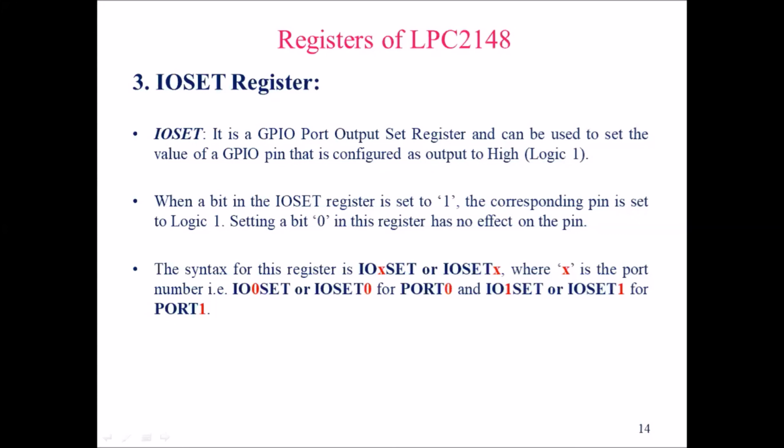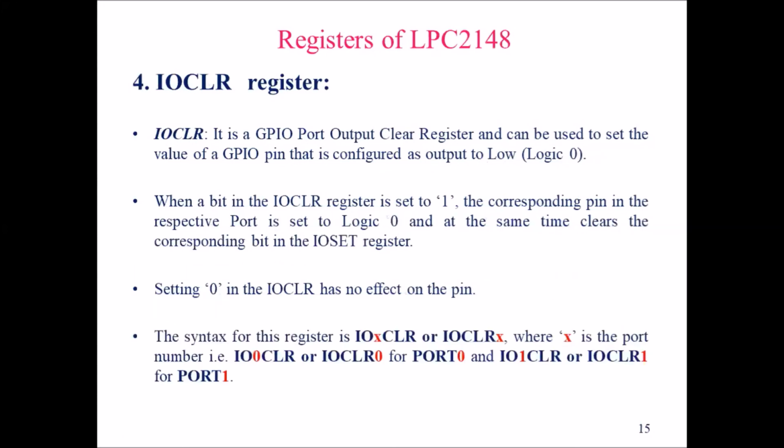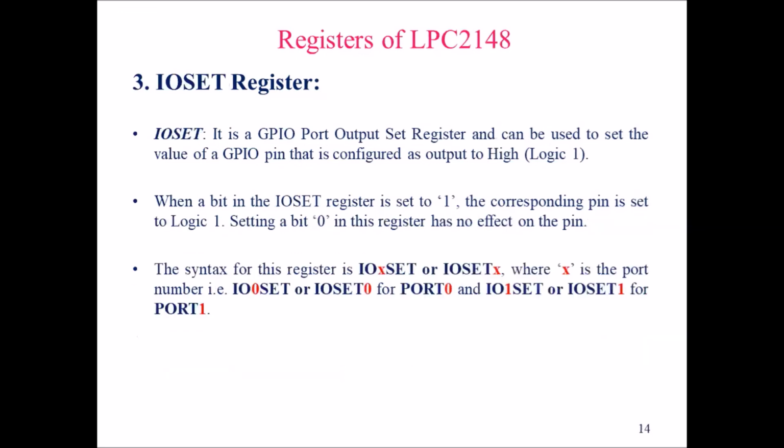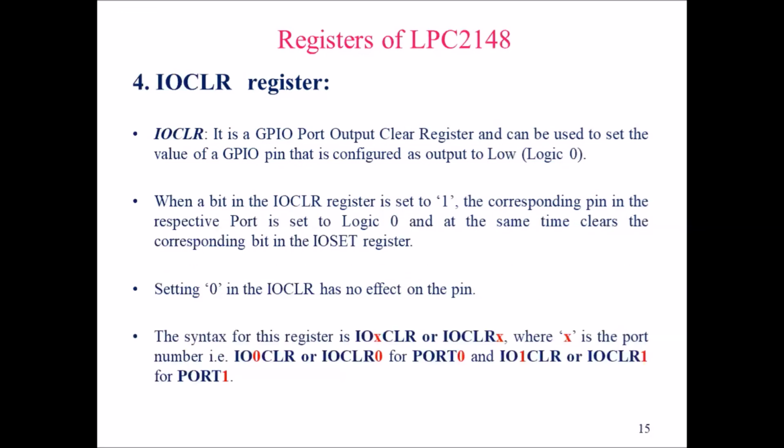Then the fourth one is the IOCLR register. It is the general purpose input output port output clear register, used to clear the output pins. This instruction can be used to set the value of GPIO pins that are configured as output to low, logic 0. If you want to set the pin to logic 1, you should make use of IOSET. If you want to set the pin to logic 0, you should make use of this IOCLR instruction.